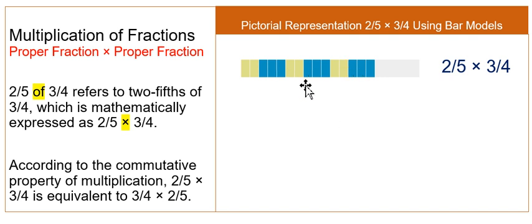And what is this out of 1 whole? That means I have to divide this into 5 parts as well. And we have 6 out of 20. 2, 4, 6 out of 20.